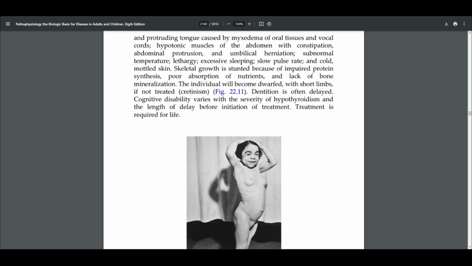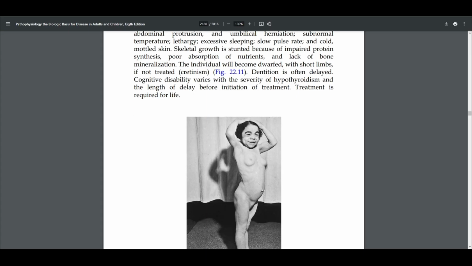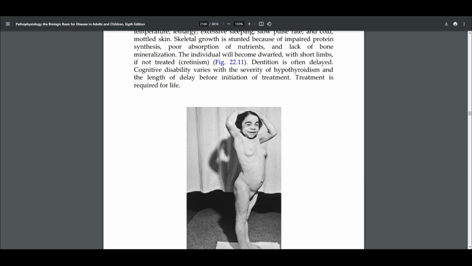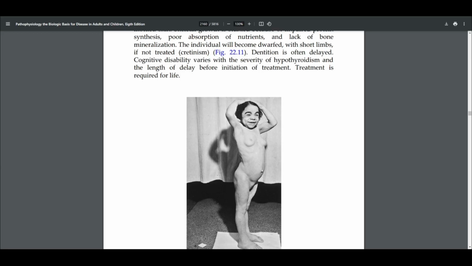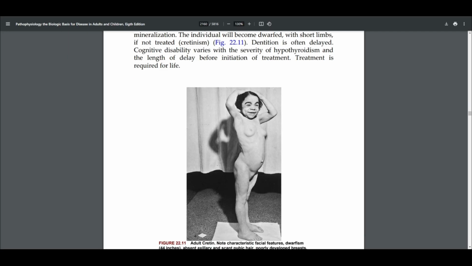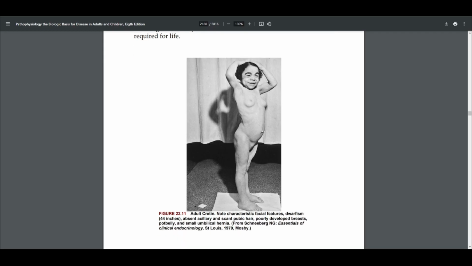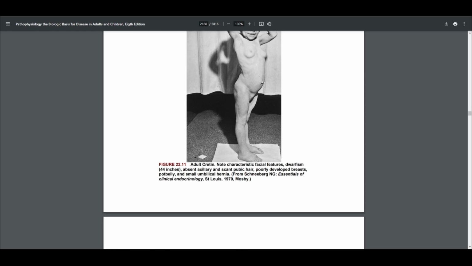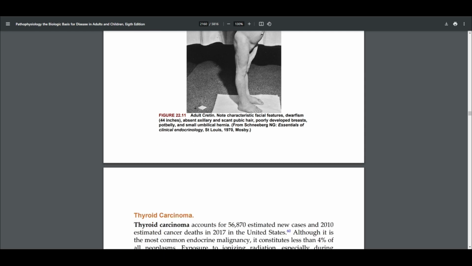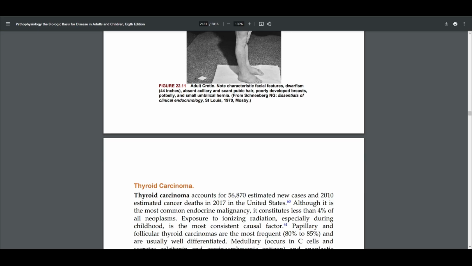Mottled skin. Skeletal growth is stunted because of the impaired protein synthesis, poor absorption of nutrients, and lack of bone mineralization. The individual will be dwarfed with short limbs if not treated. Dentition is often delayed. Cognitive disability varies with the severity of hypothyroidism and the length of delay before initiation of treatment. Treatment is required for life. And that was an adult cretin in the picture.